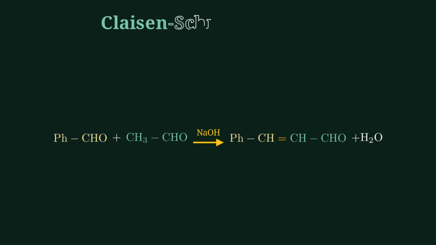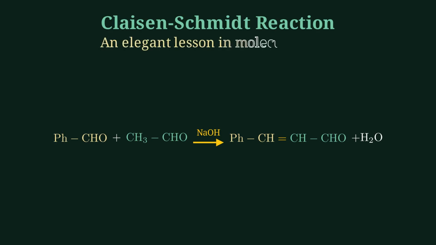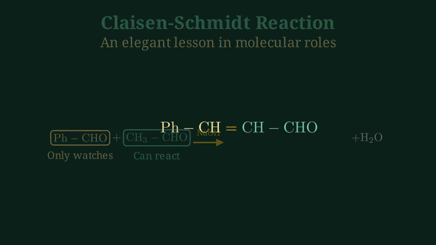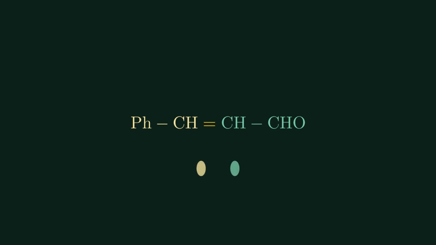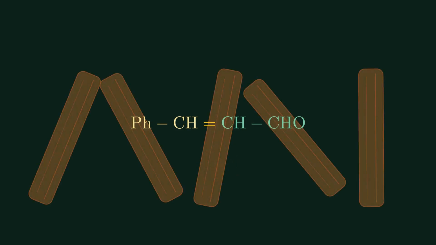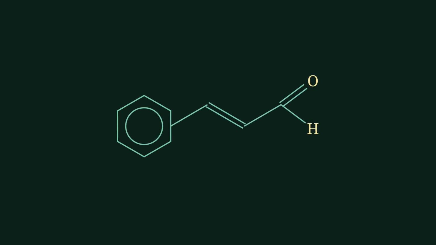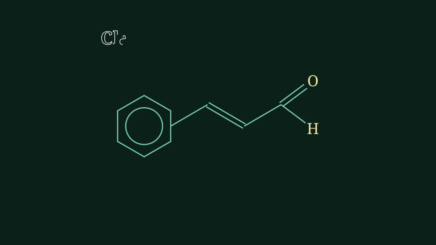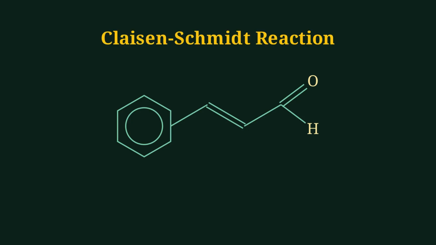The beauty of the Claisen-Schmidt reaction isn't just in the new bond it creates. It's an elegant lesson in molecular roles. By choosing one partner that can react and one partner that can only watch, we find a way to build complexity out of chaos, turning 2 simple liquids into the aromatic heat of cinnamon. Next time you smell that spice, think of the enolate's hunt and the perfect stability of that final conjugated chain. Chemistry, it turns out, is the art of knowing exactly when to let go of a hydrogen.